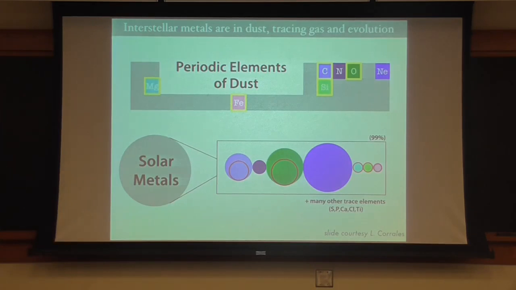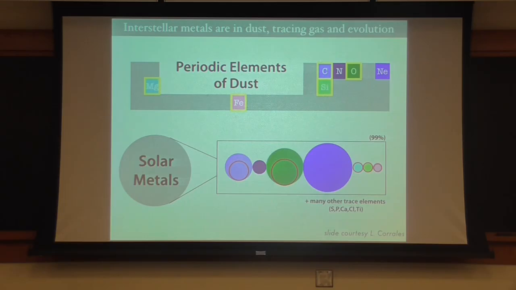So just to get started with dust, if you're not familiar, basically much of interstellar metals are in dust, and they trace all of the gas in the galaxy. They're very well mixed in, at least in our galaxy, with the gas, and they're a product of evolution, right? Everything in a dust grain was generated in a star, and so in some sense they're a tracer of stellar evolution.